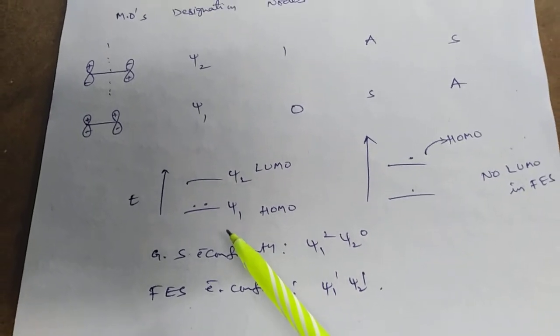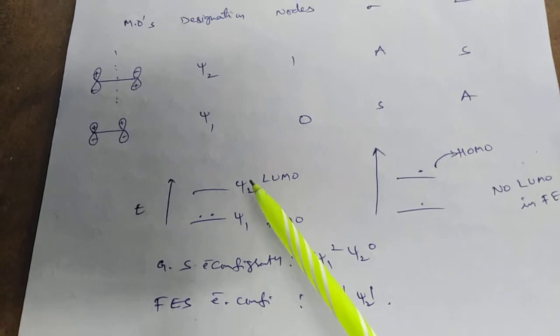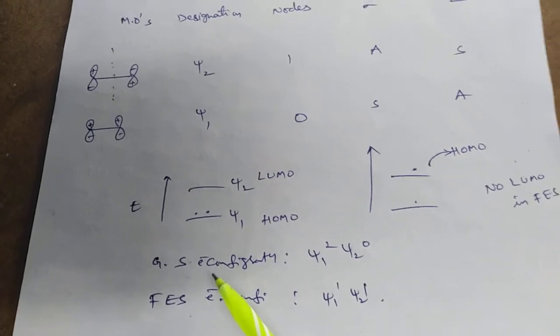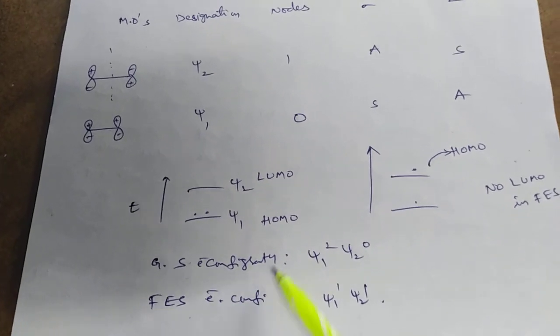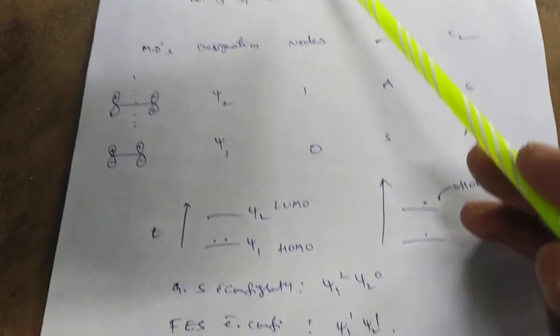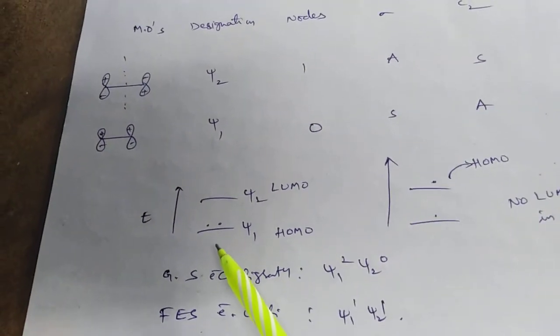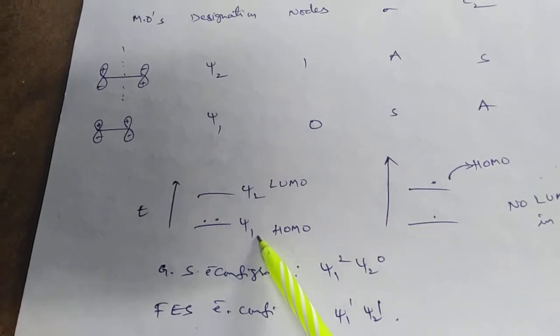Now let us see the energy order of the Psi1 and Psi2 molecular orbitals. Ground state electronic configuration of ethene is Psi1 2, Psi2 0. It has 2 pi electrons. These 2 pi electrons exist in the ground state level, that is the Psi1 molecular orbital.